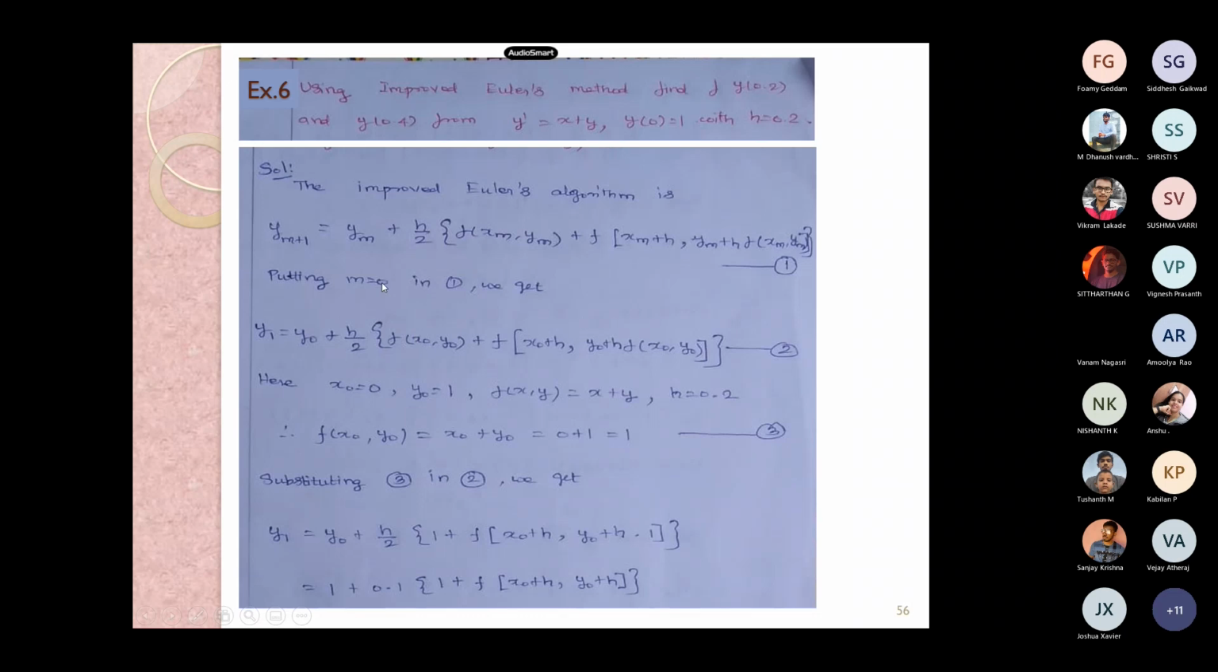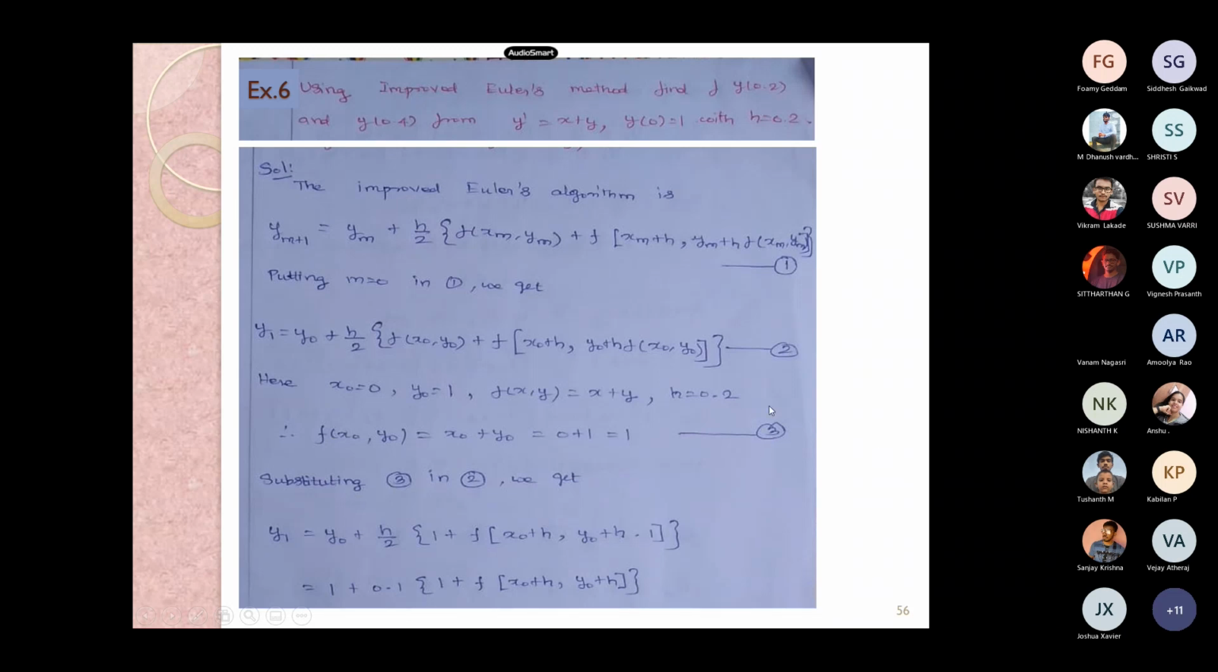And when putting m is equal to 0 in equation 1, let it be equation 1, we will get y1 is equal to y naught plus h by 2 into and so on. And here x naught is equal to 0, y naught is equal to 1. F of x comma y is given as x plus y, h is equal to 0.2. Apply these values, then you will get f of x naught comma y naught. That is equation number 3.